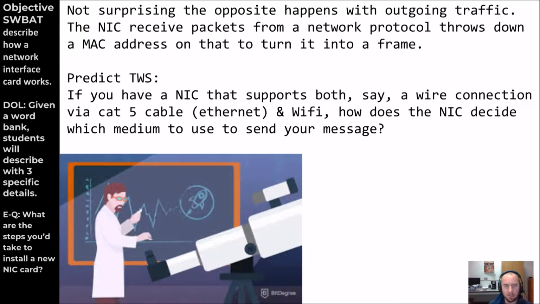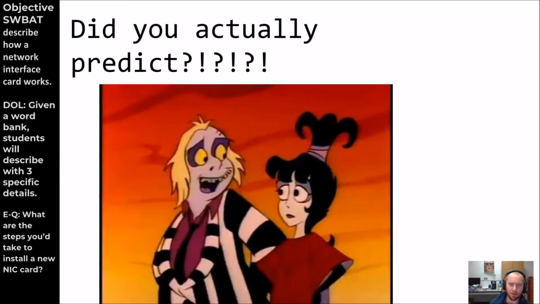Okay, let's try to do a prediction here. This question may seem a little bit confusing. What I'm asking you to do is imagine you have this network interface card that has both a wired port, so you've plugged in a Cat5 cable, and let's say it also has a connection to an antenna, so this network interface card can also communicate through Wi-Fi. When you go to send something out, how does the network interface card know whether to use the wire or the radio waves?